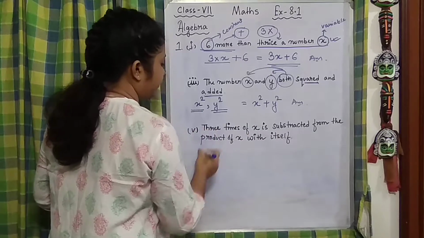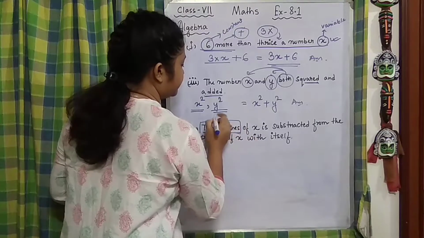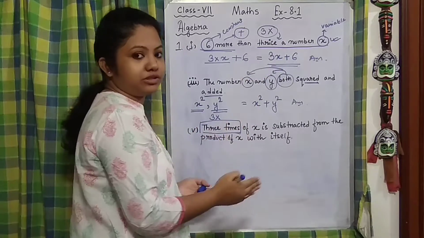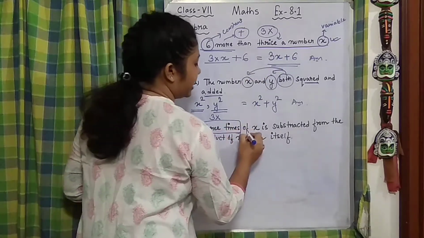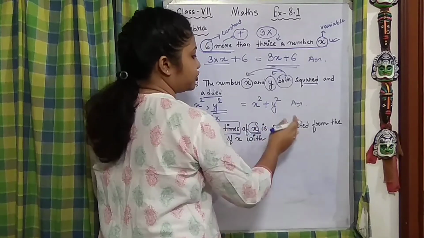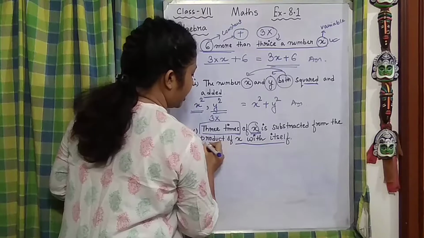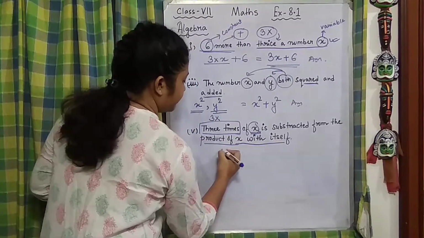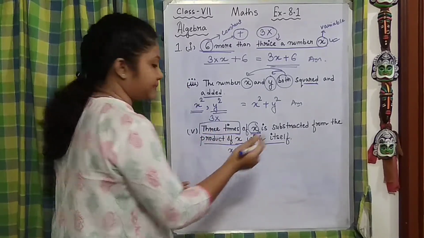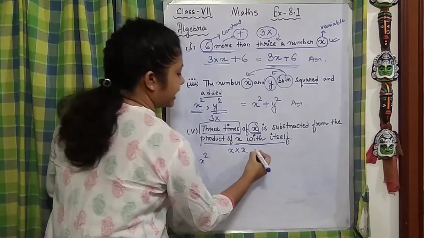Now coming to number 5: 3 times of x. Mark this word, 3 times means 3 into. Thrice means 3 into, 3 times also means 3 into. So 3 times of x, where x is the variable, is subtracted from the product of x with itself. Product of x with itself means x into x, right? And x into x gives what? x square, right? So here, first one is x square.